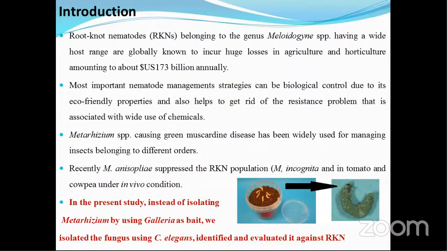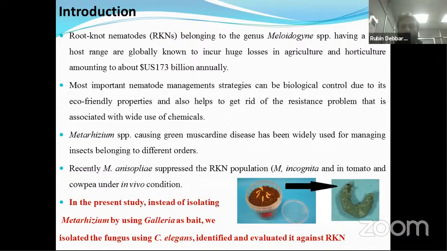Metarhizium is the fungus causing green muscardine disease. It is usually known as an entomopathogenic fungus, killing insects belonging to different orders. Recently, Metarhizium suppressed root-knot nematode populations, Meloidogyne incognita and javanica, on tomato and cowpea under in vivo conditions.